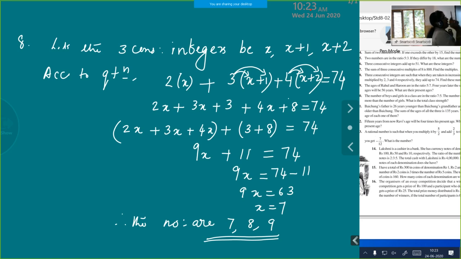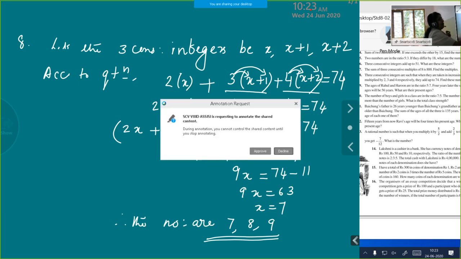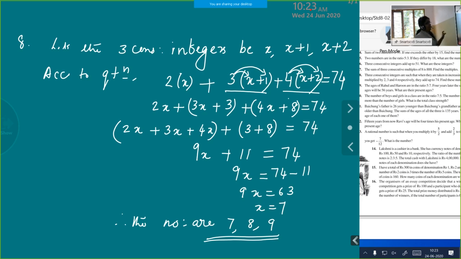Now you have to open the bracket. One step more is here, not like the previous question. So 2 into x is 2x. 3 into x plus 1 is 3x plus 3. 4 into x plus 2 is 4x plus 8, which is equal to 74. Now collect the like terms which contain x: 2x, 3x, 4x. The constant terms 3 and 8 are collected, which is equal to 74.